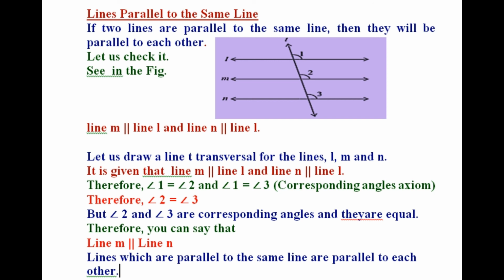You see the angles 2 and 3 are equal, corresponding angles. When corresponding angles are equal, then the lines are parallel. So line M is parallel to line N. So lines which are parallel to the same line are parallel to each other. This is a very important axiom. Lines which are parallel to the same line are parallel to each other.